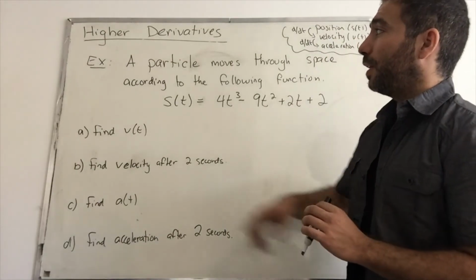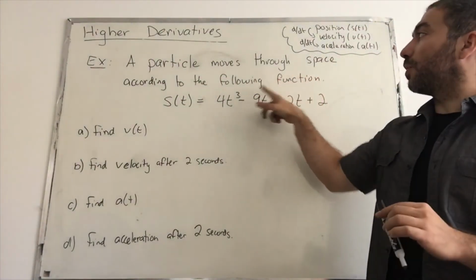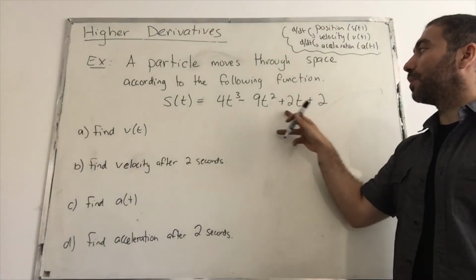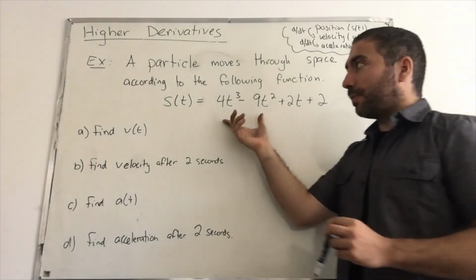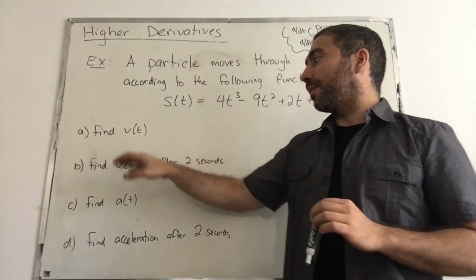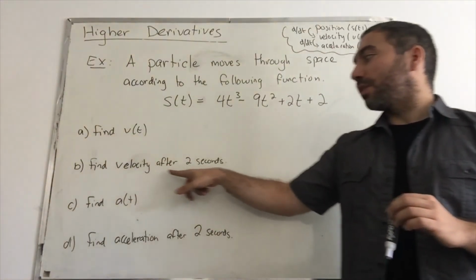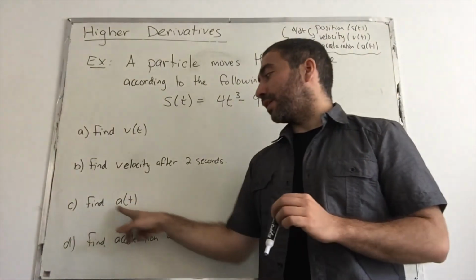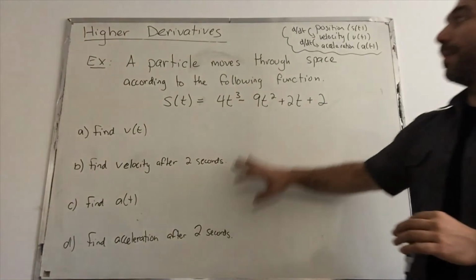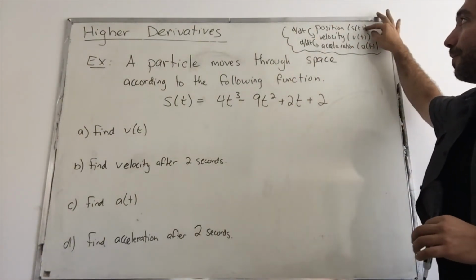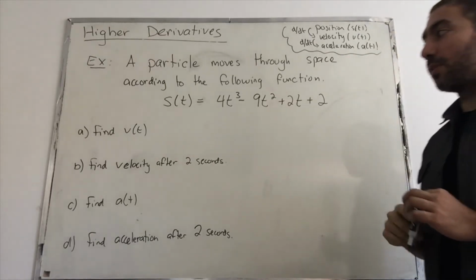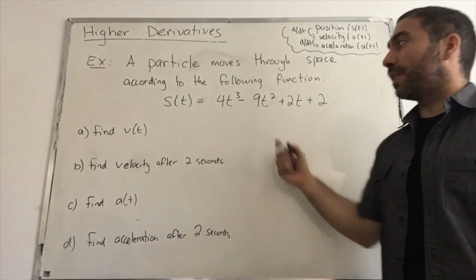So in this example here, a particle moves through space according to the following function: s of t equals 4t cubed minus 9t squared plus 2t plus 2. So we're given the position function of this particle, and it's asking us to find the velocity at time t, find the velocity after 2 seconds, find the acceleration, and then find the acceleration after 2 seconds. So let's go ahead and do this. Just a reminder, the derivative of the position function is velocity, and the derivative of the velocity is acceleration. So let's go ahead and find v of t using that information.